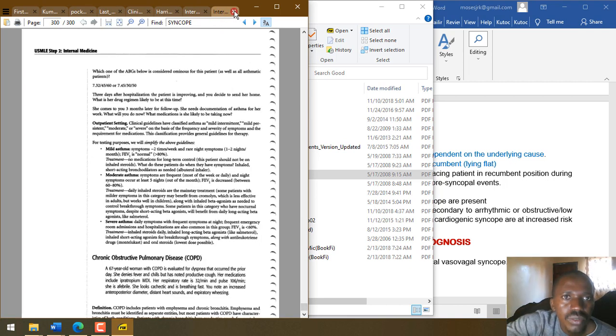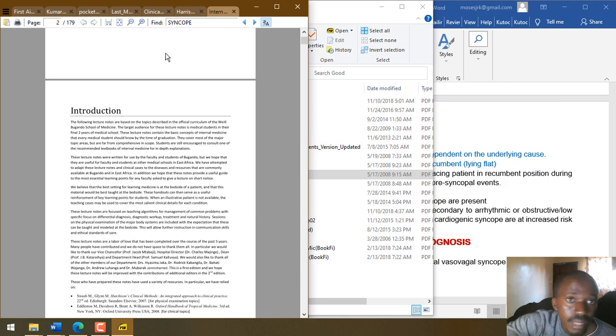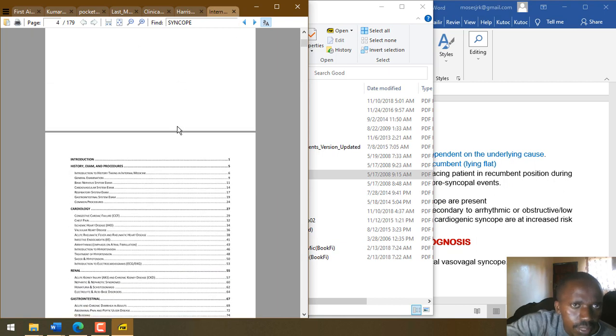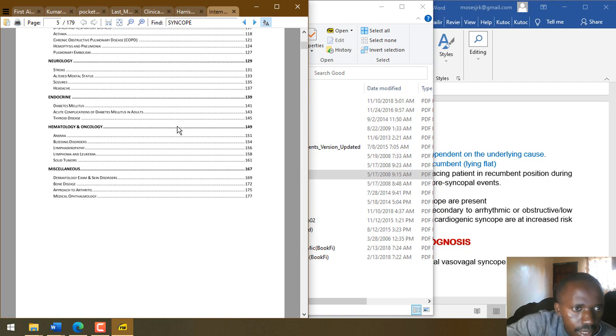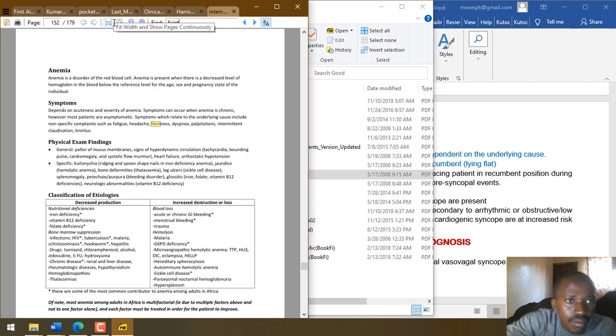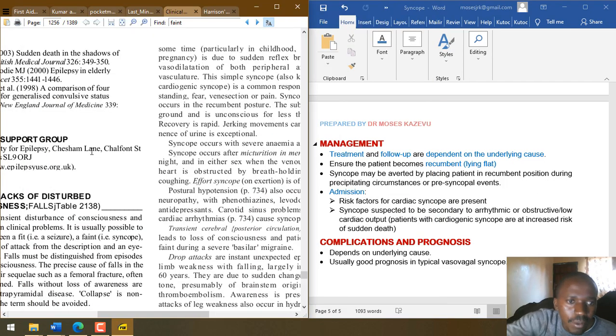So this is another one such book where they make actually good lecture notes. No, they don't have fainting here as well. Maybe they have this as fainting, not really syncope. Should be under neurology. Altered level, seizures, headaches, no syncope. Let's see if they have fainting. Nothing. Okay, fine. I guess I was okay with actually leaving it out.